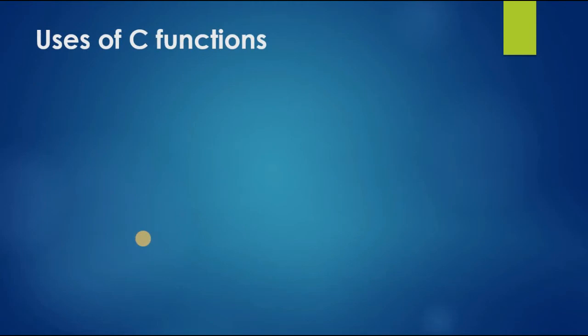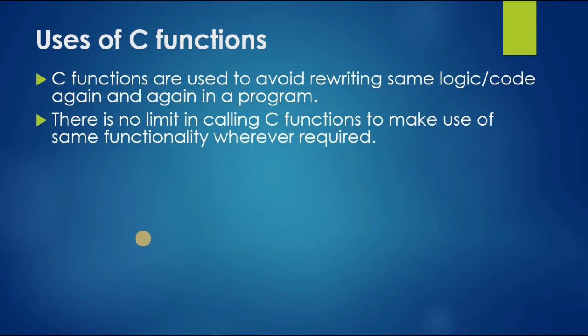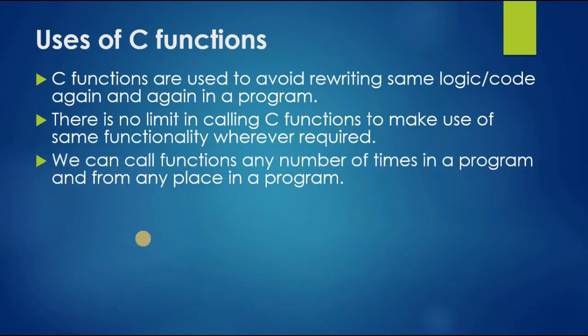Uses of a C function. C functions are used to avoid rewriting the same logic or code again and again in a program. There is no limit in calling a C function to make use of the same functionality wherever required. We can call functions any number of times in a program and from anywhere in a program.